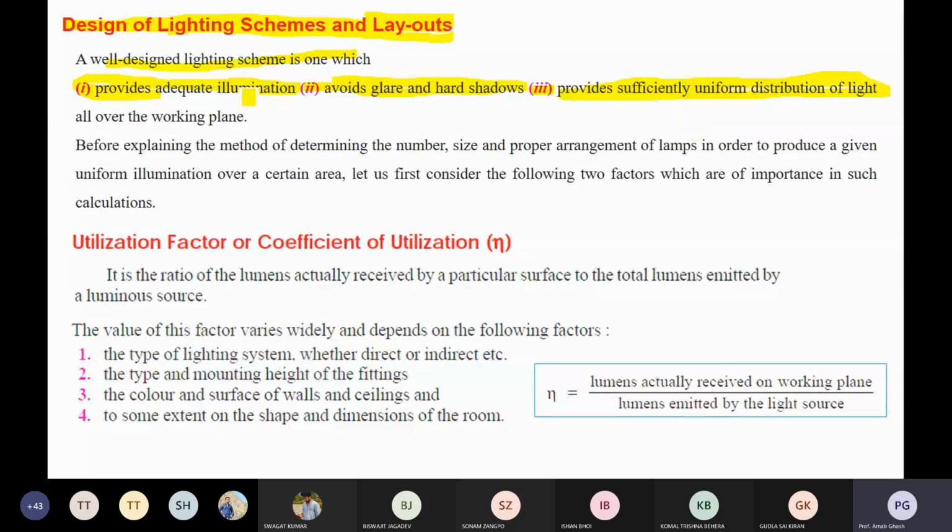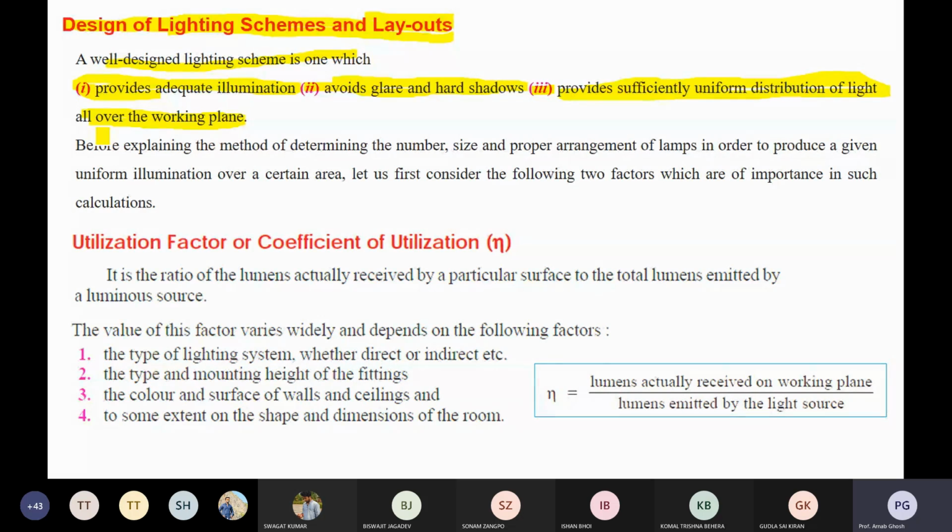So for getting the optimum approach, three things need to be considered: adequate illumination, avoiding hard shadows, and uniform distribution of the light. Another few important points are the number, size, and proper arrangement of the lamps. These three things are very important.